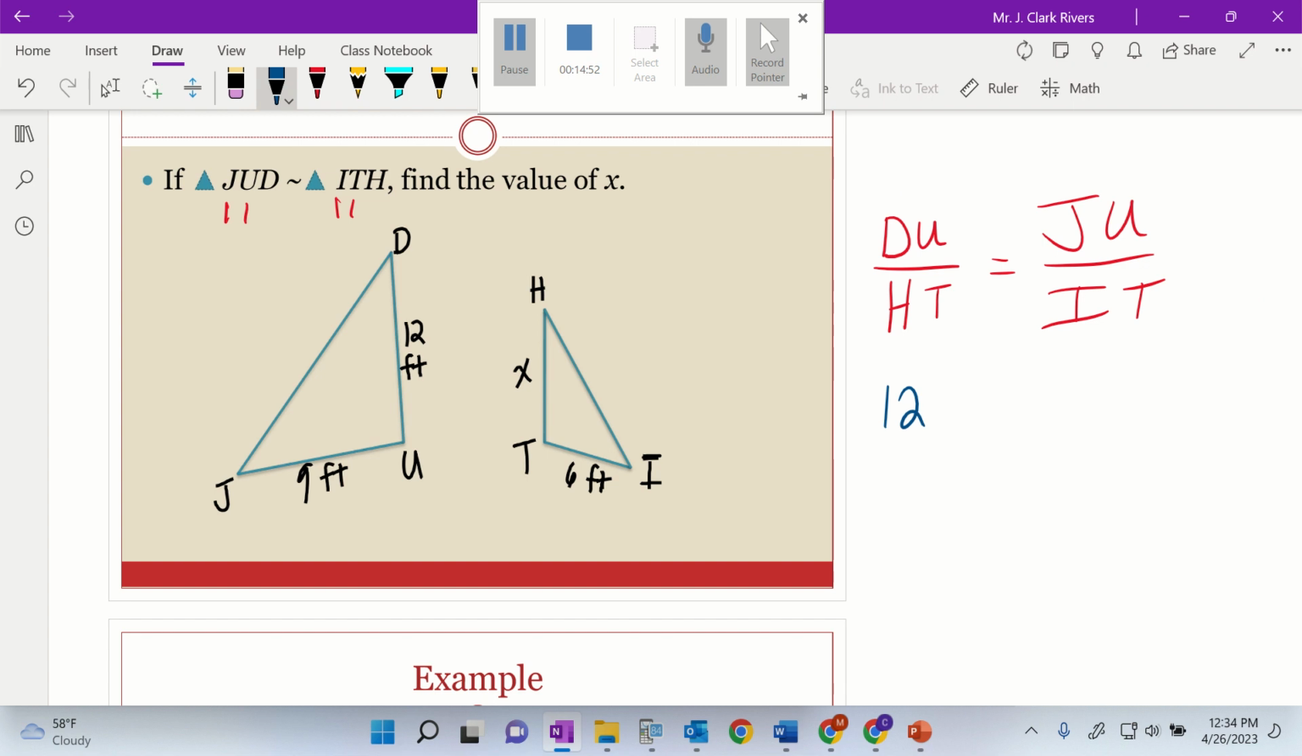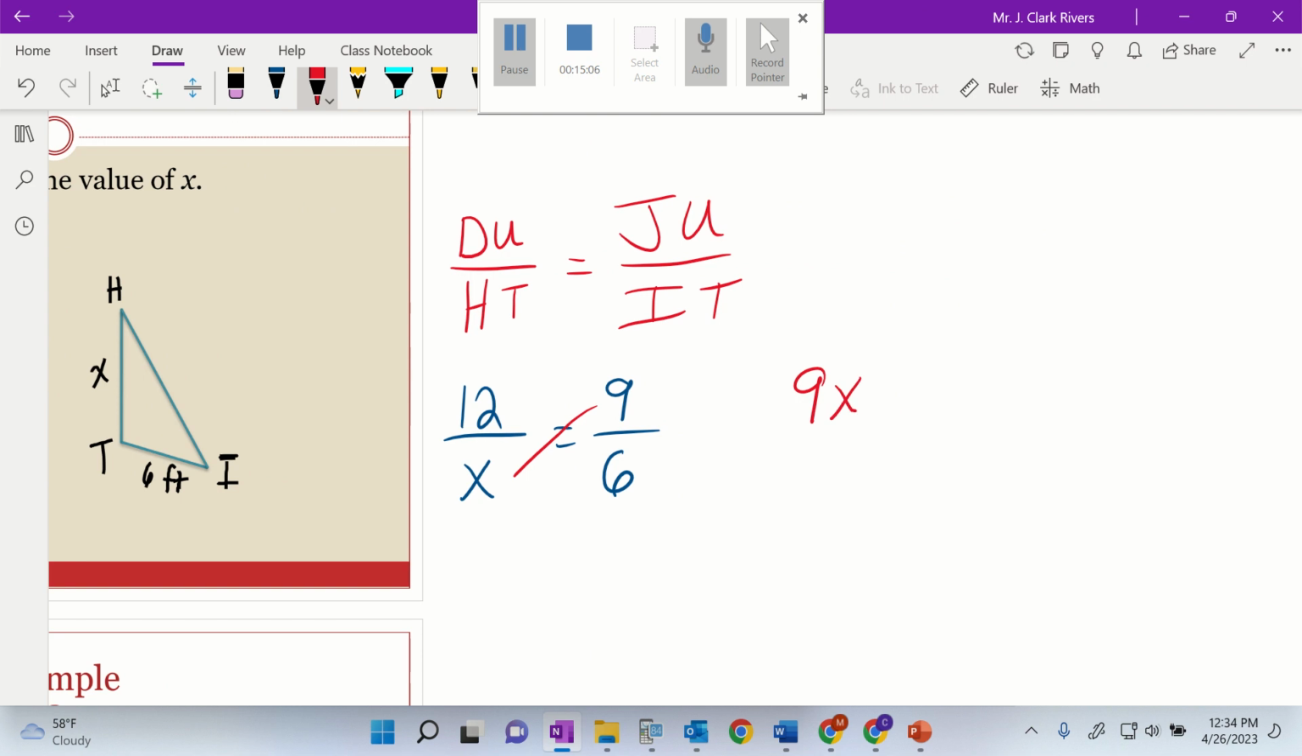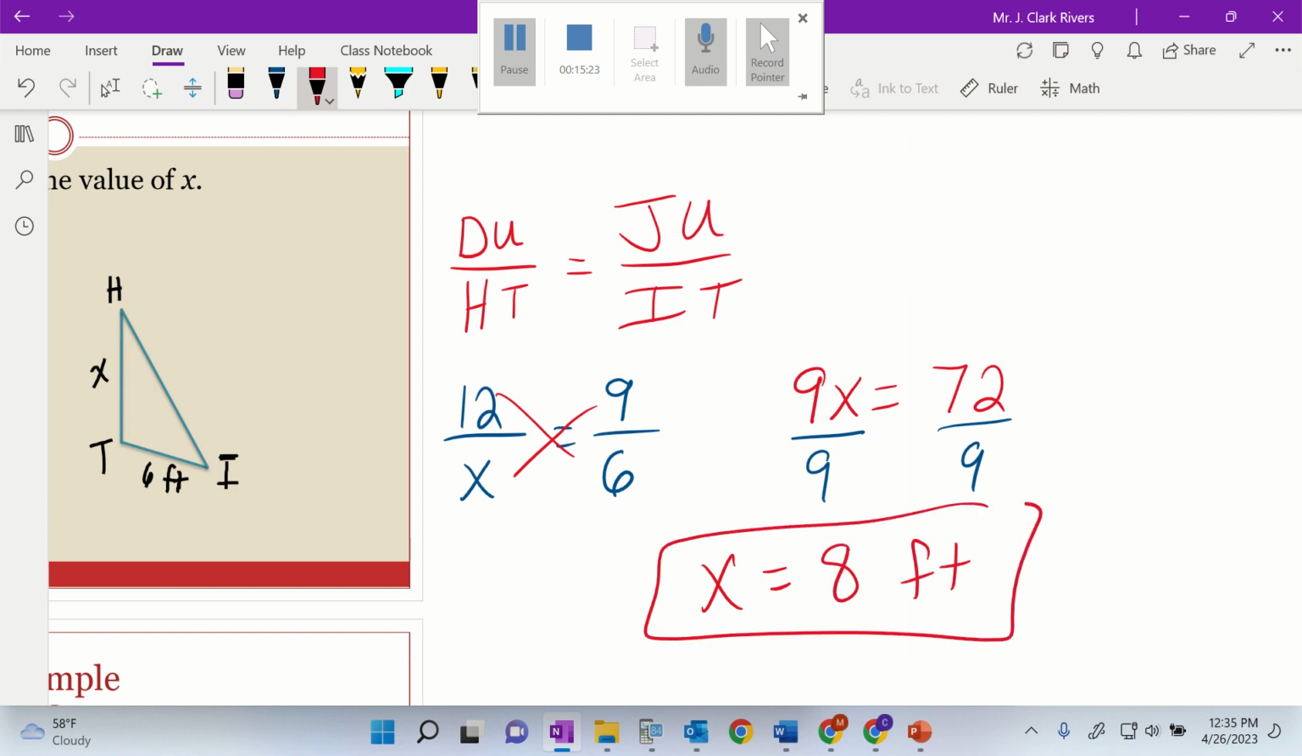DU is 12 over HT, which is X. And that is equal to JU, which is 9, over IT, which is 6. And from here, we cross multiply and solve. 9 times X is 9X. And 12 multiplied by 6, that's 72. We divide both sides by 9, and we end up with X is equal to what? 8. So 8 feet. Please include your units there if units are given to you.